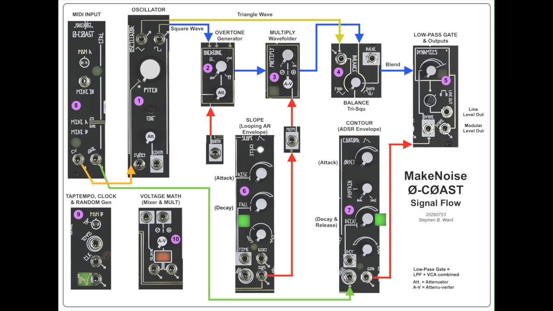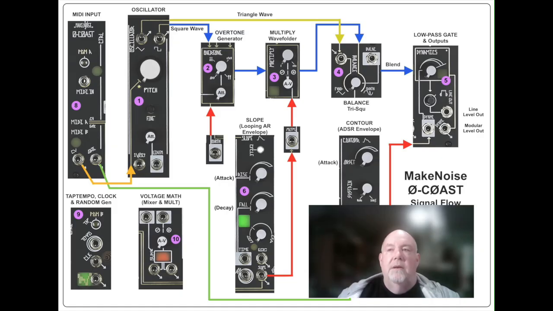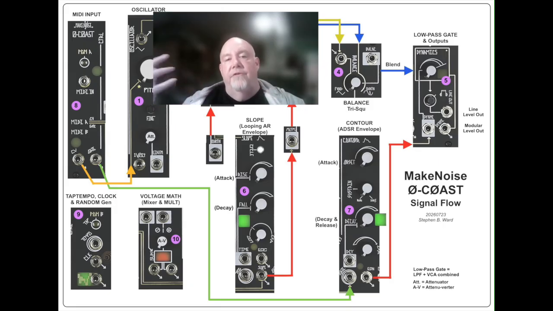Now, before we get into the weeds and the functions of each section, let's take a look at the bigger picture. At the top, I've shown the audio signal flow in blue and in yellow. At the bottom, I've shown control voltages in orange, green, and red. Section 1, the oscillator, is what generates the audio signals. It's got a triangle waveform as well as a square wave. Sections 2 through 5 are all audio processors. The rest, sections 6 through 10, are control signal generators and processors.